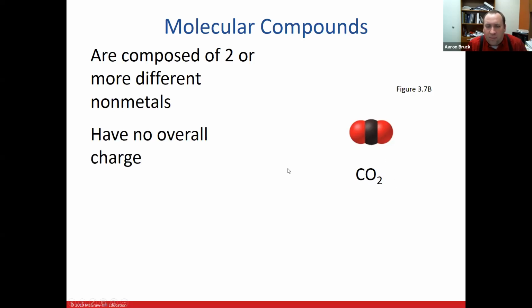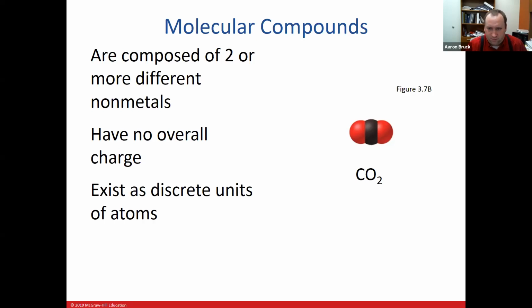Overall, molecular compounds have no total charge. They're all neutral because we don't actually have ions forming. All the electrons in those compounds, in these molecules, are being shared. And they exist as these discrete units of atoms. So a carbon dioxide molecule is going to exist as just that, a single molecule of carbon dioxide.